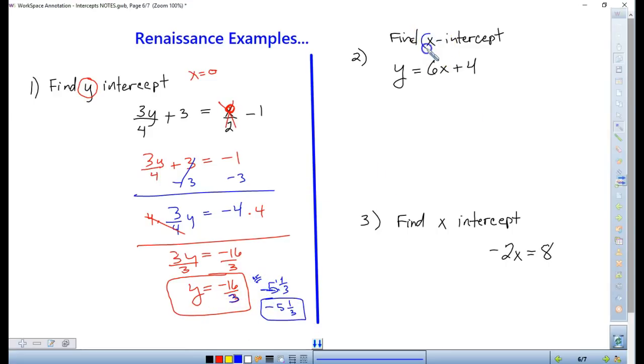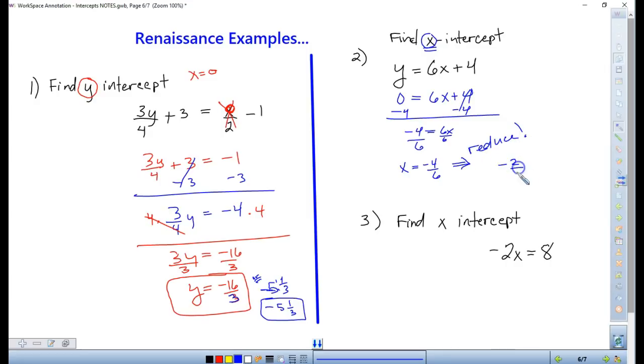Now this one says find the x-intercept, so that means y is going to be 0. So this would look like 6x plus 4. So just make sure, whichever one it tells you to find, don't get rid of that letter. Keep that letter because we have to find it. So the other letter becomes 0, and then we'll just solve this like a regular old equation. So you get 6x equals negative 4. Got to divide. So you get x equals negative 4 over 6, which we would reduce. So that would be negative 2/3.